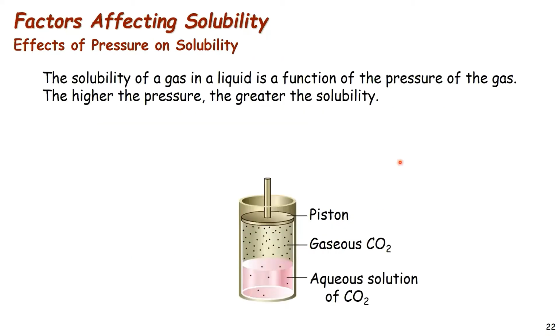Okay, so let's look at this here. We have a cylinder here, and it's closed off with a piston. And at the bottom of the cylinder, we have water. And then above it, we have just pure carbon dioxide gas. Now, some of those carbon dioxide gas molecules have actually dissolved into the solution, represented by the little black dots in the solution itself. Okay?